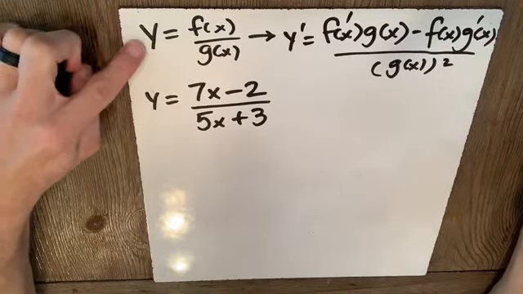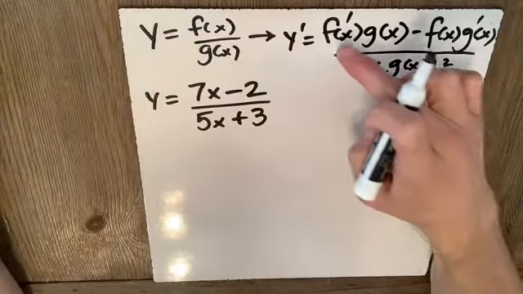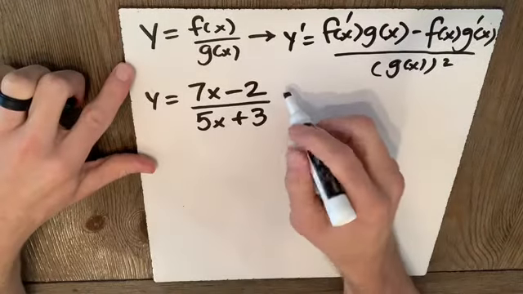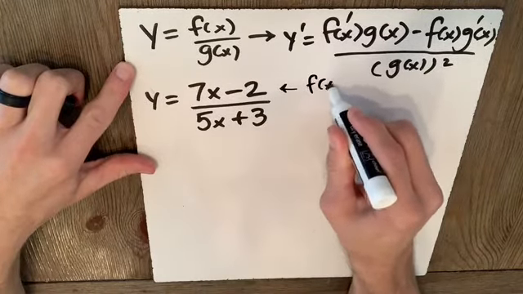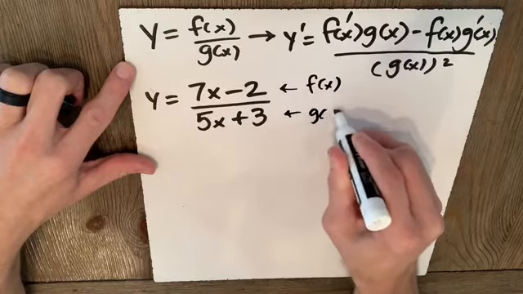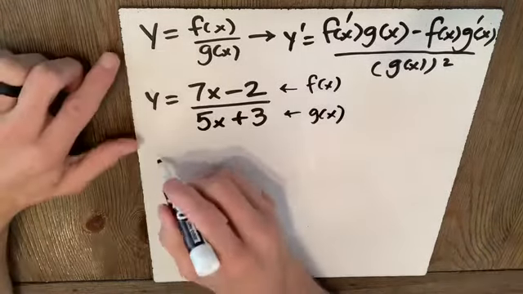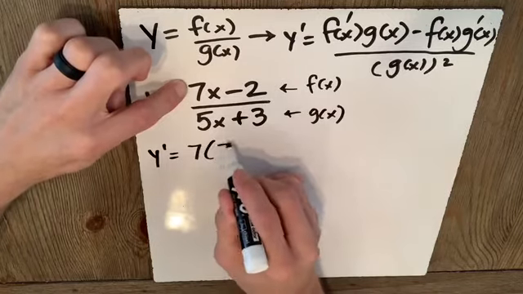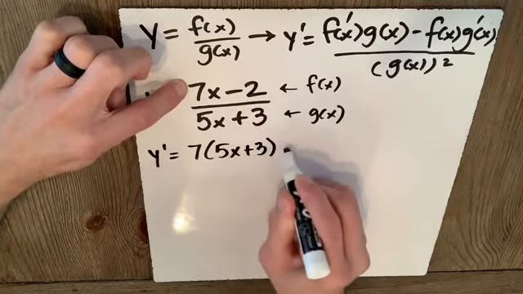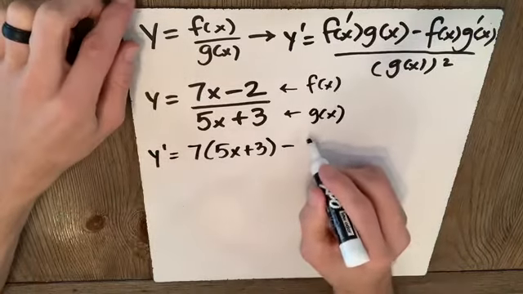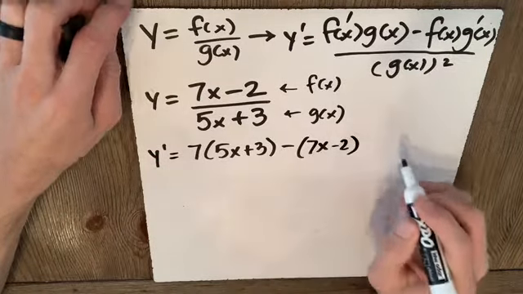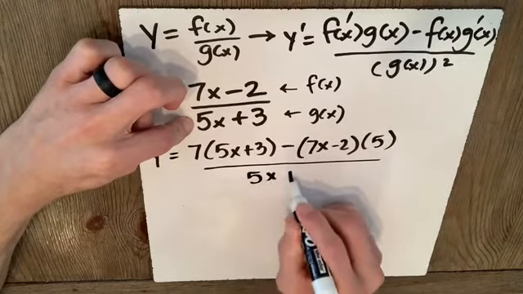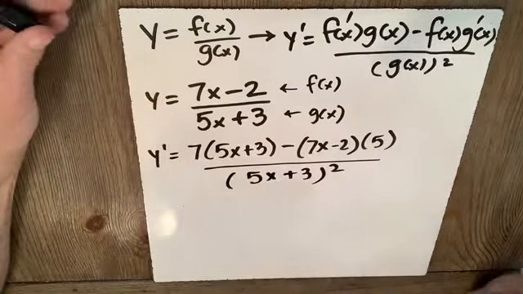Remember, the quotient rule is if y is f of x over g of x, then the derivative is f dash of x g of x minus f of x g dash of x over g of x squared. So I'm going to recognize that this top function, I'm going to call it f of x, and this bottom function, I'm going to call it g of x. So y prime is equal to the derivative of the top, which is 7 times the bottom function, minus 7x minus 2, which is f of x times the derivative of the bottom function, divided by the function in the denominator, the whole thing squared.